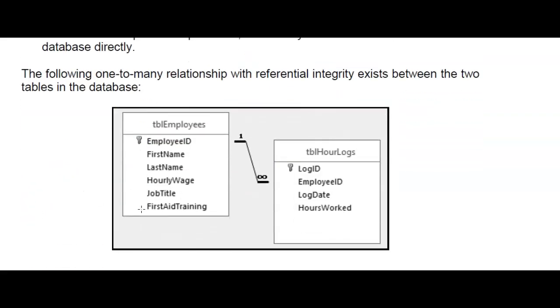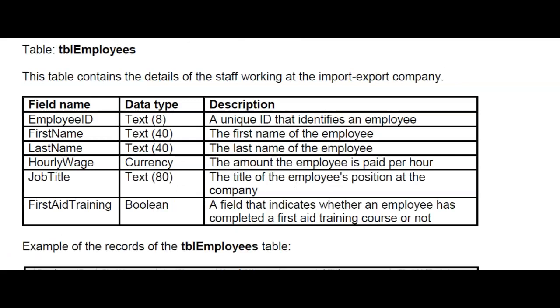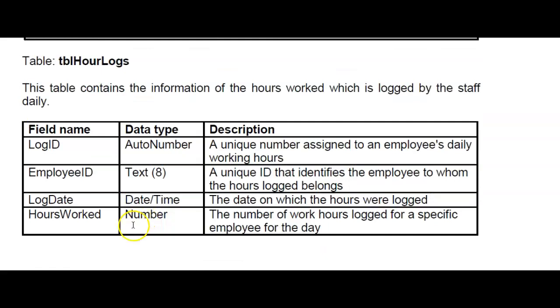And then finally, they will also include the link, the one-to-many relationship, and one employee has many hours logged. You can see there, this would be the primary key linked to the foreign key of what I call the child table. I suggest you screenshot this table now, as well as this one here, because you will need it when you complete the questions.